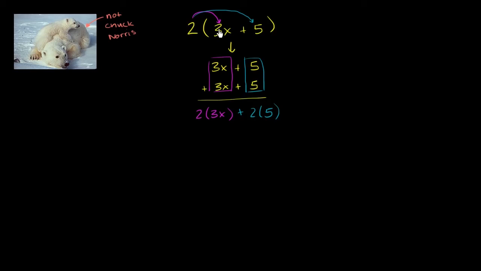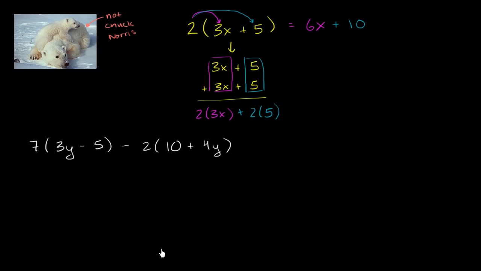When you multiply the 2 times the 3x, you get 6x. You multiply the 2 times the 5, you get 10. So this simplified to 6x plus 10. Now let's try something that's a little bit more involved, but once again, really just things that you already know. So let's say that I had 7 times, let's say, 3y minus 5 minus 2 times 10 plus 4y.